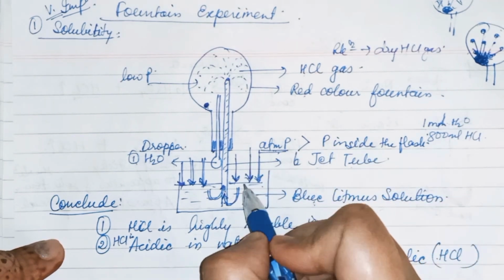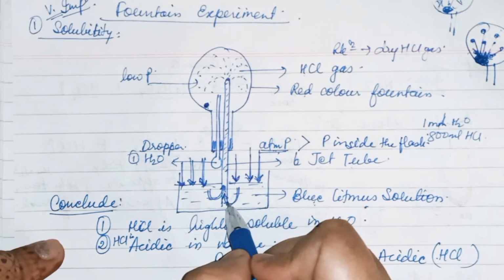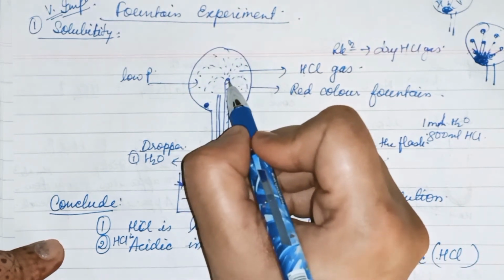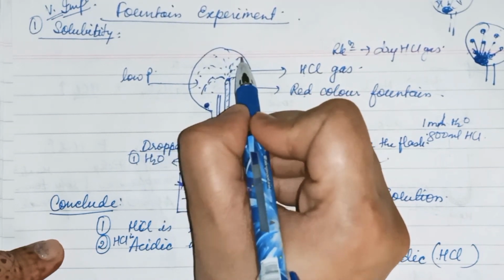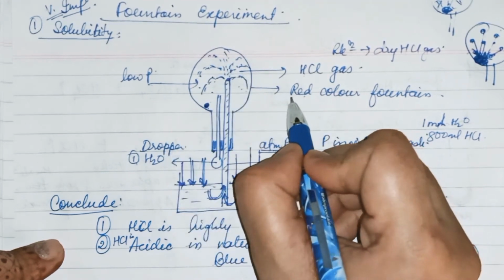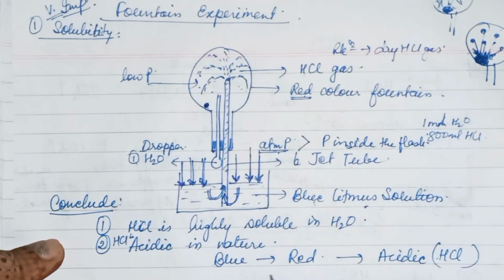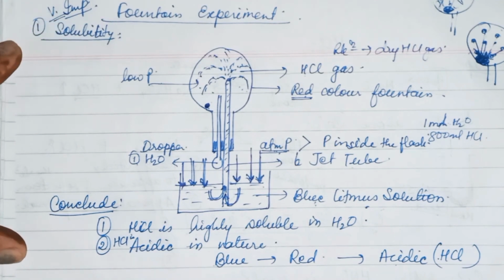So it will apply pressure on the surface of this blue litmus solution. Due to this the liquid will rise up in the jet tube, and it will come out in the form of a fountain, and the blue solution will change into red. So you can say that when the blue color of litmus changes into red, this shows that the substance is acidic in nature. So this is the conclusion we draw from this experiment.